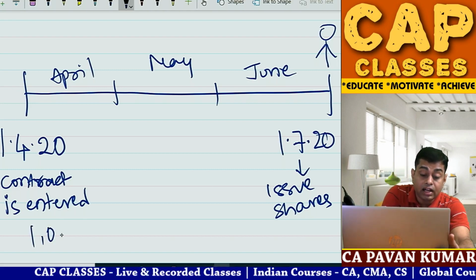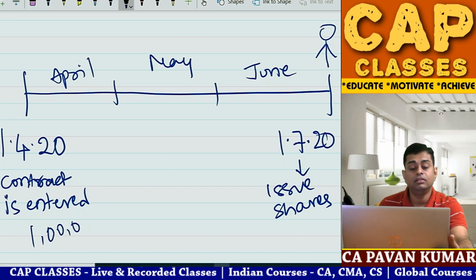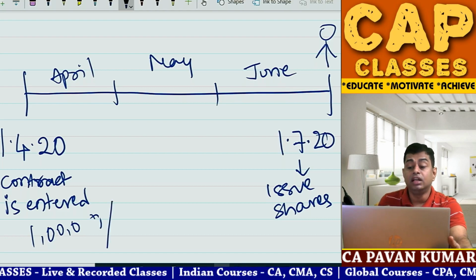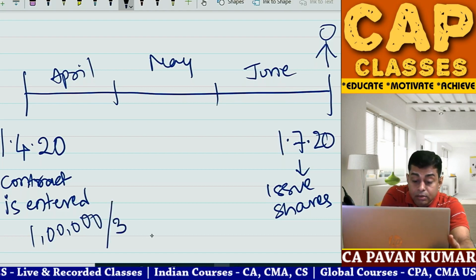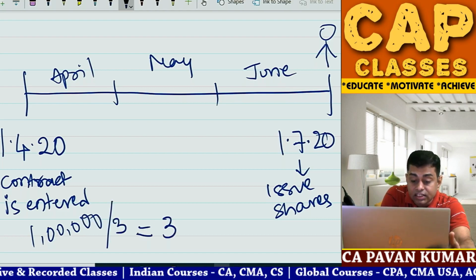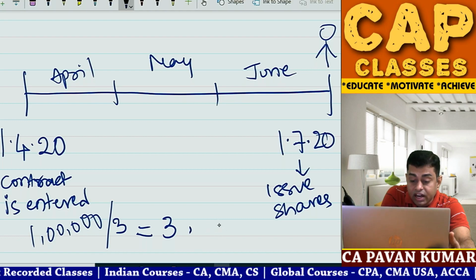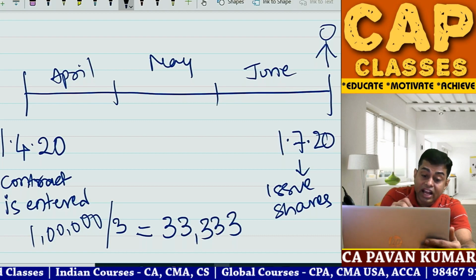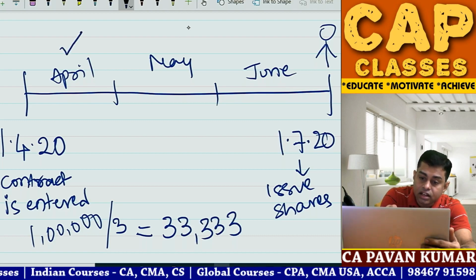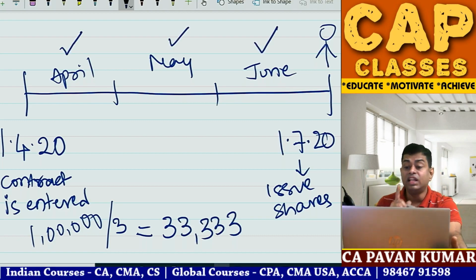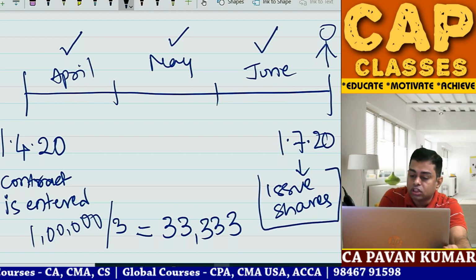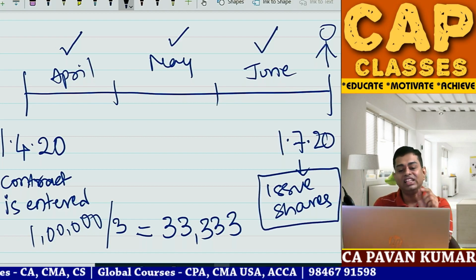The contract is for 1 lakh. The service period is 3 months. That means the per month maintenance cost is 33,333 rupees. So you record expenses here, here, here. 3 journal entries. Then you issue shares here, the 4th journal entry. Don't you think this is correct accounting?